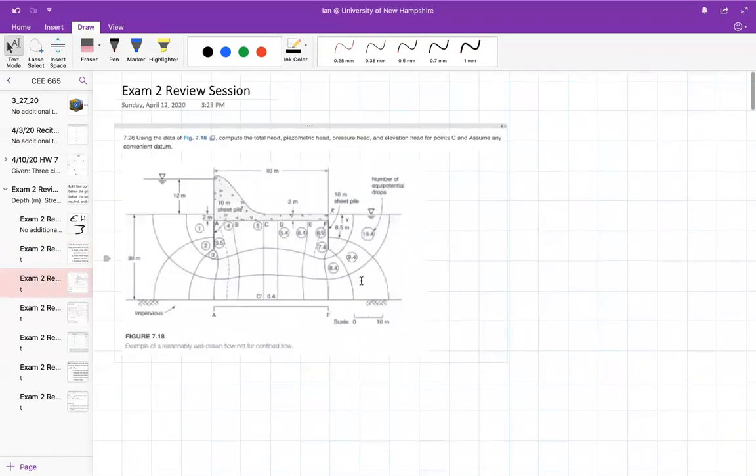So moving on, 7.26, using the data of figure 7.18, compute the total head, piezometric head, pressure head, and elevation head for point C, and assume any convenient datum. So to do this, I'll leave this up for about 5 to 10 seconds on where do you guys think the most convenient datum would be for this? Because there's two ways to do it, and they're both right.